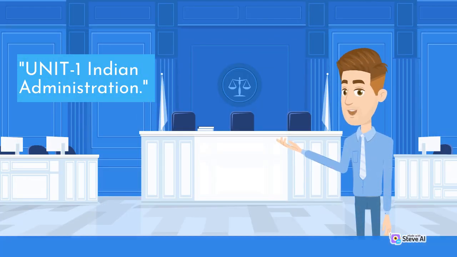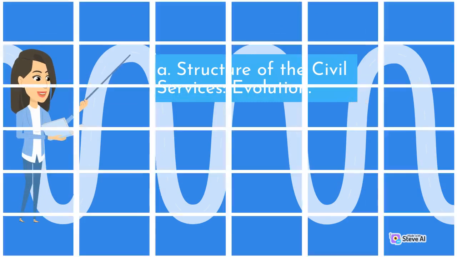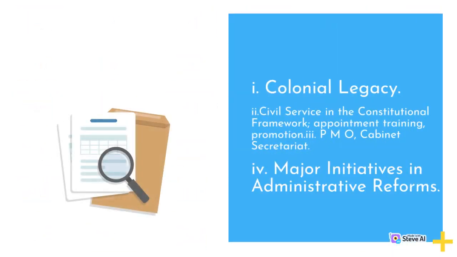Unit 1 Indian Administration. A. Structure of the Civil Services. Evolution. 1. Colonial Legacy. 2. Civil Service in the Constitutional Framework. Appointment, Training, Promotion. 3. PMO, Cabinet Secretariat. 4. Major Initiatives in Administrative Reforms.